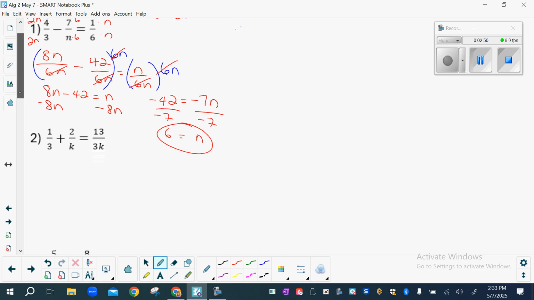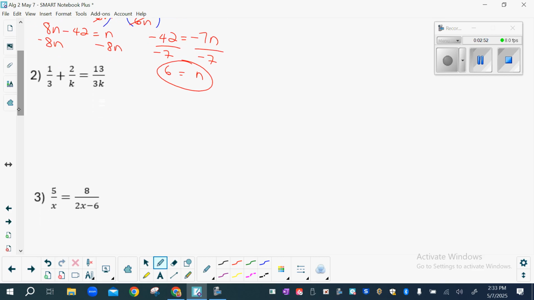Okay, so Yusuf, I think you were looking ahead to number 2. What is the least common denominator on that one? That's right. So what would you multiply top and bottom by on this one? K, 1/3 by k, and 2 over k by 3. Yep. Times 3, and then nothing on this one, right? Yusuf, nothing on the last fraction? No, because it is the common denominator. Yep. So k over 3k plus 6 over 3k equals 13 over 3k.